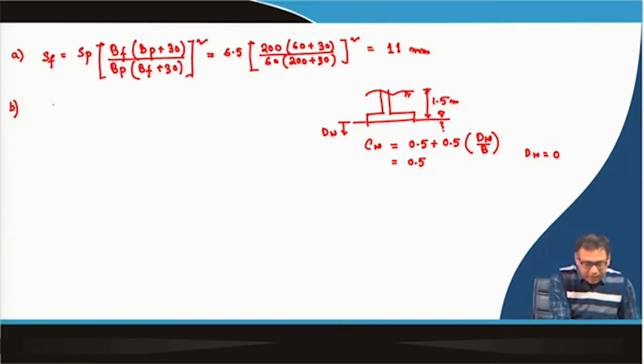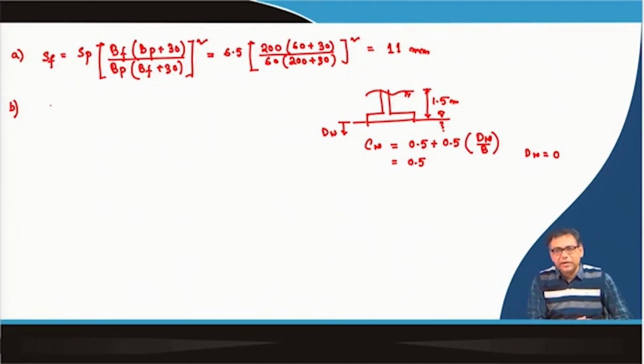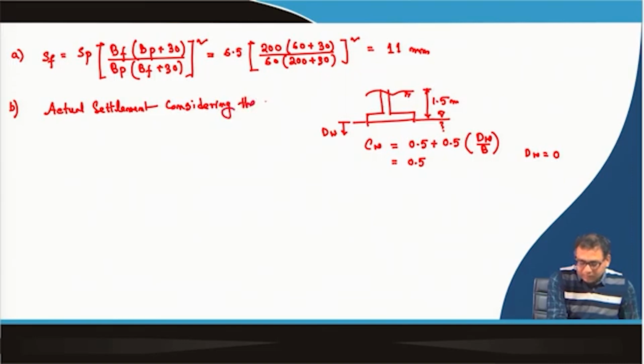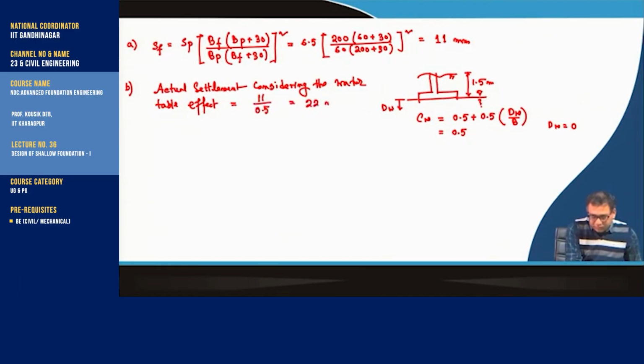If Cw is 0.5, the actual settlement of the foundation will be: without water the settlement was 11 millimeter, and as I have discussed, for settlement you have to increase the value, because settlement will increase due to the effect of the water table, and bearing capacity will decrease. So in case of settlement, we have to divide by the correction factor, as the correction factor is less than 1. So the actual settlement considering the water table effect is equal to 11 divided by 0.5, which is 22 millimeter. So it is increased by 2 times.